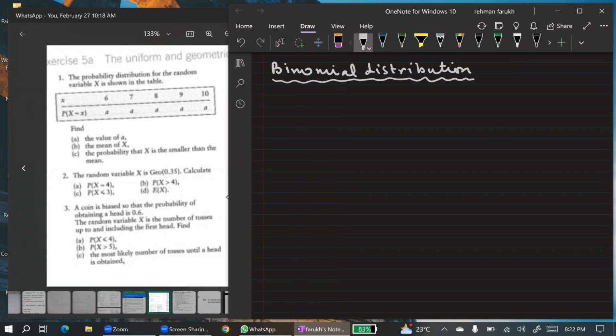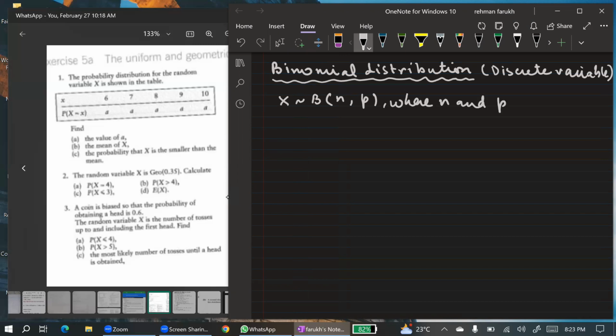Binomial distribution is for the discrete variable. The conditions for the binomial distribution are: we write binomial distribution in the form X is a binomial distribution with n comma p, where n and p are the parameters of the distribution.